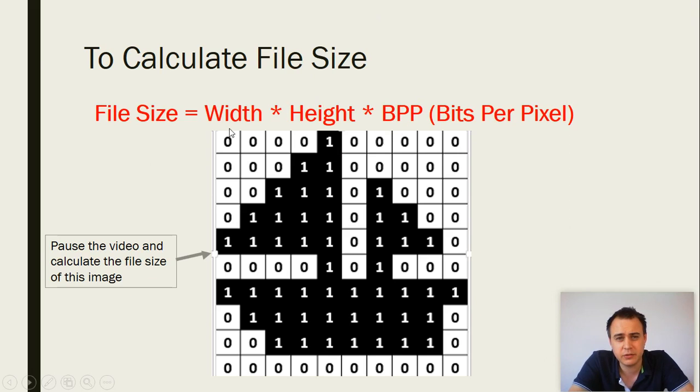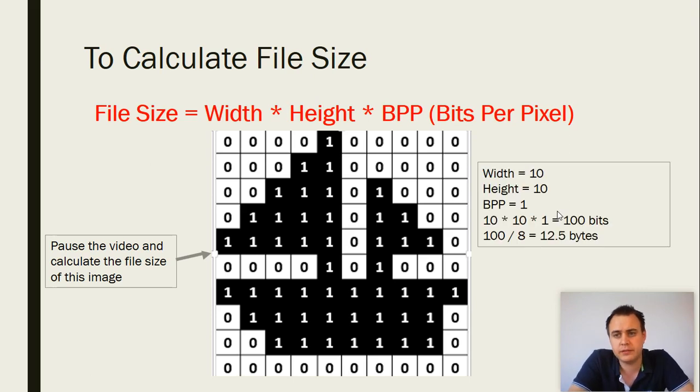How many bits per pixel do we have? Well, we have 1 bit per pixel. So therefore, it's 10 times 10 times 1, which is 100 bits. And what we like to do is convert it into bytes where we can. So 100 divided by 8 is 12.5. So the size of this image is 12.5 bytes.